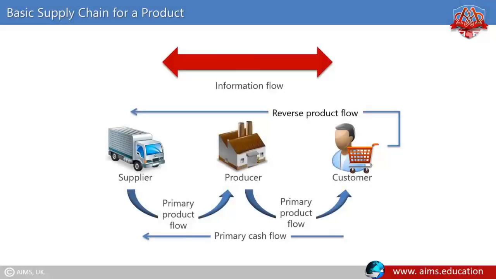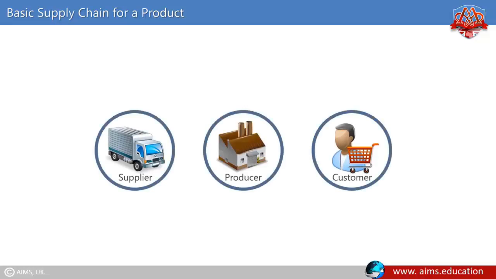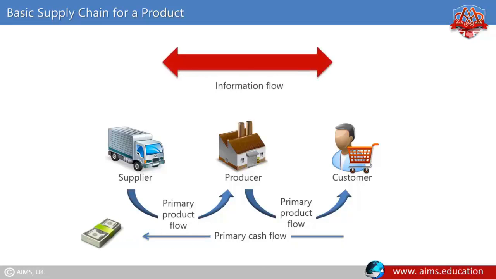This illustrates a very basic supply chain with 3 entities: a producer with 1 supplier and 1 customer. 4 basic flows connect the supply chain entities together, as follows. Flow of physical materials and services from suppliers to the end customer. Flow of cash from the customer to the raw materials supplier. Flow of information back and forth along the chain. And reverse flow of product returned.